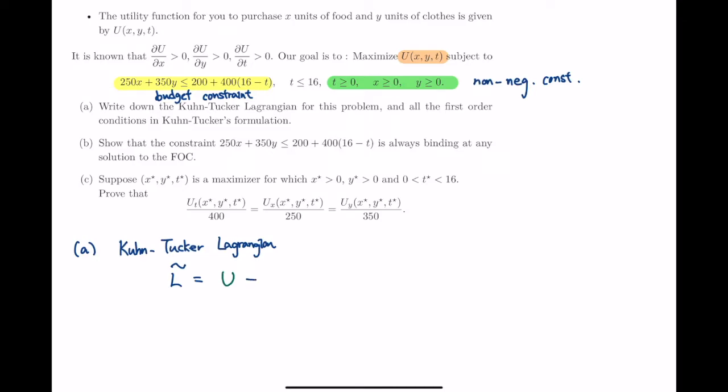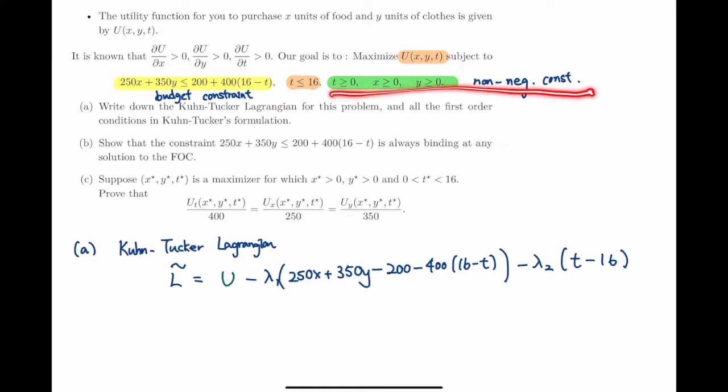And then minus, in this case, you have two inequality constraints. The first one is the budget constraint. The other one is t less than or equal to 16. So you need two Lagrange multipliers. Number 1, and then write down 250x plus 350y minus 200 minus 400 times (16 minus t). Okay? And then another constraint is given by t less than or equal to 16, so you should put t minus 16 here. And in the Kuhn-Tucker formulation, you can ignore all the non-negativity constraints.